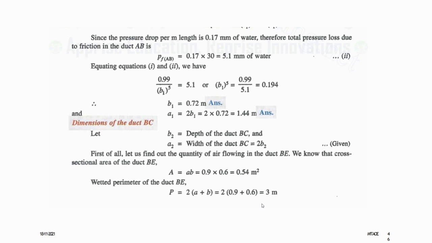Now we have the dimensions of AB. Now we have to calculate for BC.